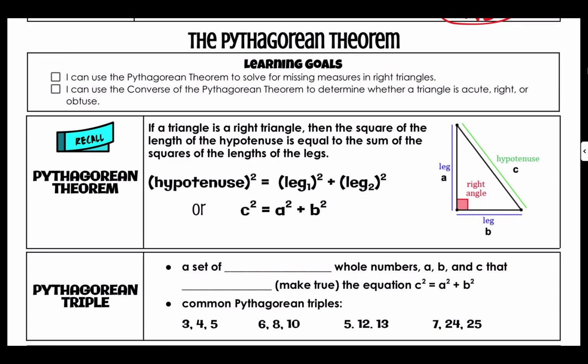Okay, so this is our next section on Pythagorean Theorem. Our learning goals are: I can use the Pythagorean Theorem to solve for missing measures in right triangles, and I can use the converse of the Pythagorean Theorem to determine whether a triangle is acute, right, or obtuse.